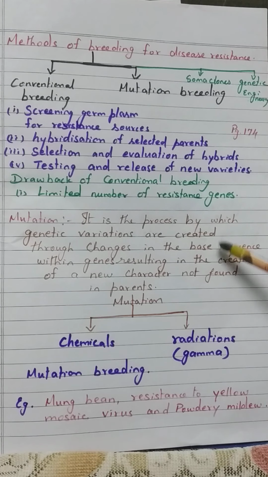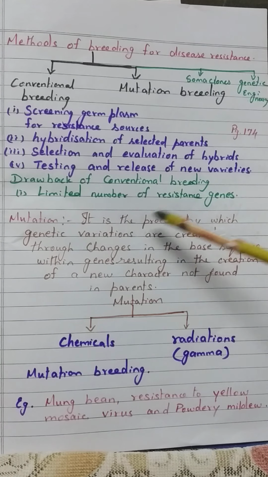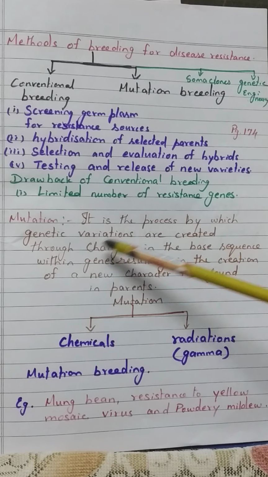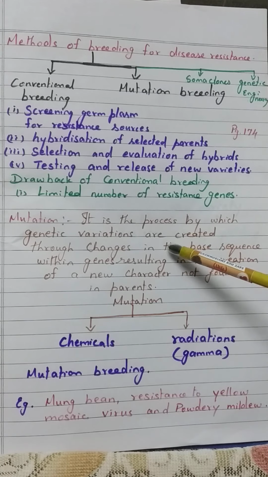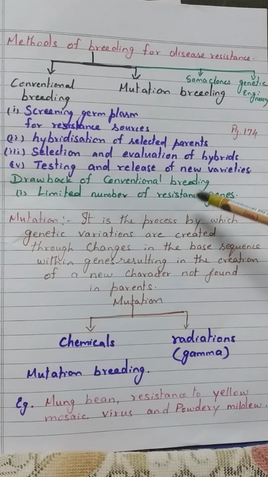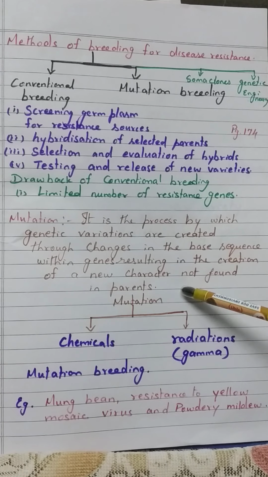If we change the base sequence in the DNA, that is in the genetic material, then a new character will appear in the hybrids that was not in the parents. So mutation is the process by which genetic variations are created through changes in the base sequence, resulting in a new character that was not found in parents.